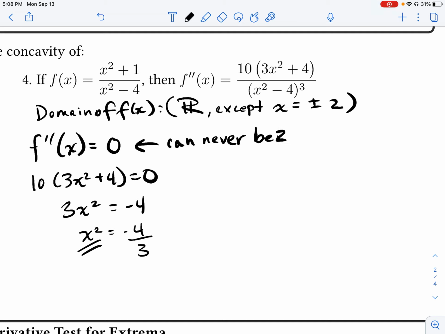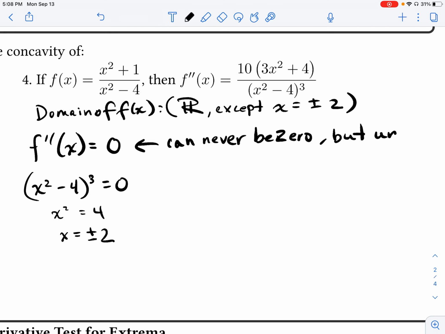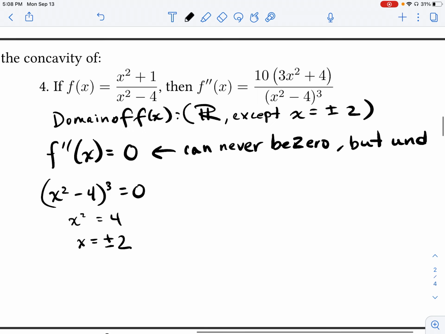However, that's not the only condition that we could have for a possible inflection point. Is there any place where our second derivative would be undefined? Well, we take our denominator, because we know that our denominator can't be equal to 0, and set that equal to 0. Are there any values where this function would be undefined? Also, positive and negative 2. Okay, well, here's the deal. There are places where the second derivative can be undefined, but it turns out that's exactly where our original function was undefined.